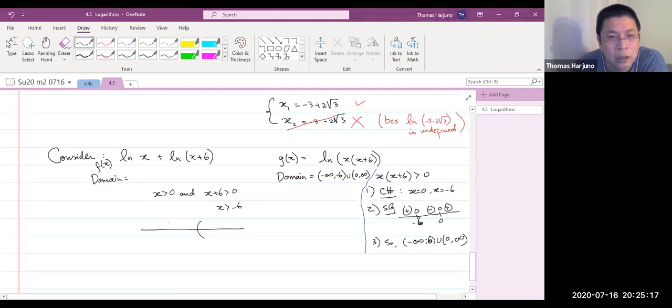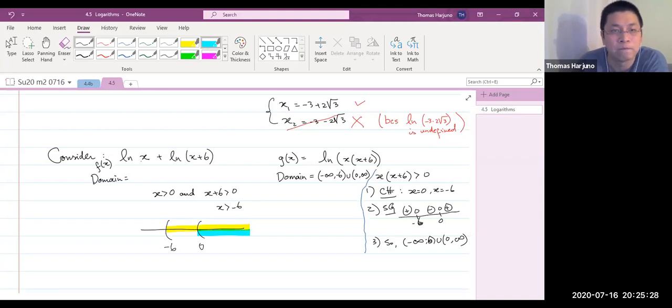0 and -6. And it has to satisfy both of them. It has to satisfy these and also satisfy these. So you see the one double shaded will be the domain. That's from 0 to infinity only.